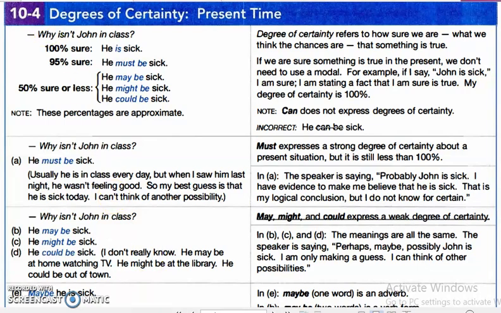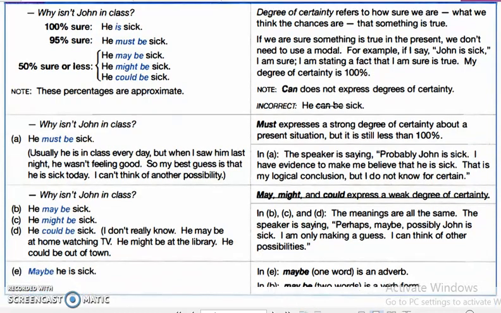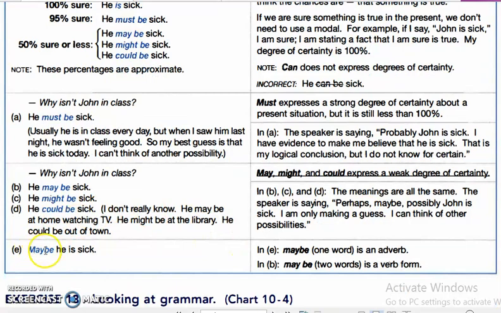And you may use an adverb maybe at the beginning of the sentence. Example here, maybe he is sick. So if you just say he is sick, you are 100% sure. But if you add an adverb maybe at the beginning of the sentence, it means you are not 100% sure anymore. So it's the same as this. He may be sick, he might be sick, he could be sick, or maybe he is sick. Here maybe is an adverb, and may here is a modal, and this is the verb.